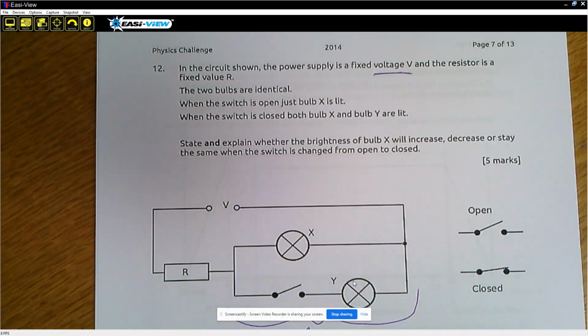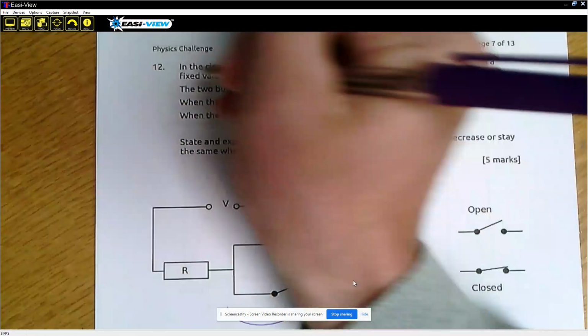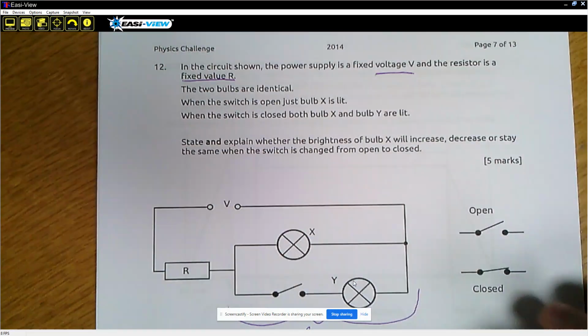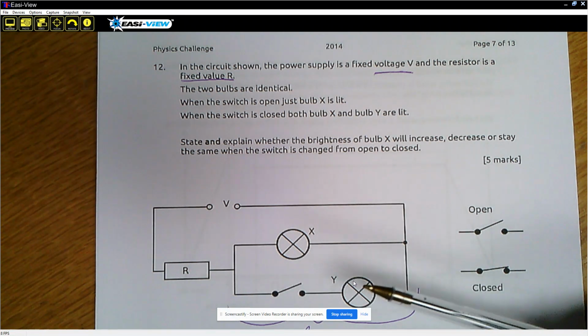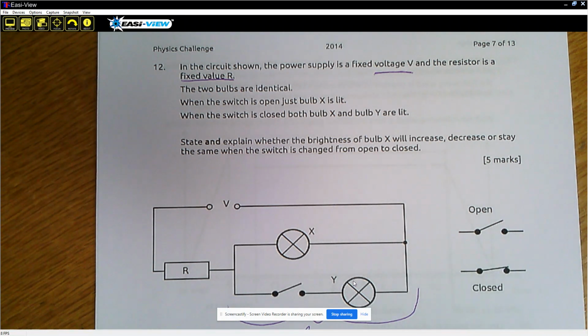This question is about circuits, and it says in the circuit shown the power supply is a fixed voltage V. That's an important starting point, and the resistor is a fixed value R, and again that's important to note. The two bulbs are identical. When the switch is open, just bulb X is lit, and when the switch is closed, both X and Y are lit. It says state and explain whether the brightness of bulb X will increase, decrease, or stay the same when you change the switch from open to closed.